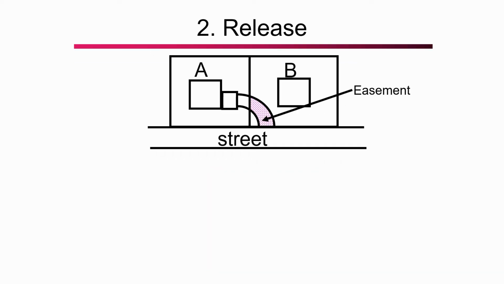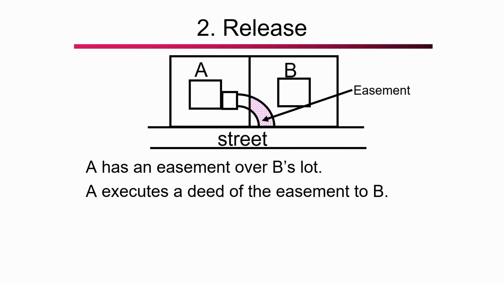A second way that an easement can terminate is by being released by the person who holds the easement. Let's take the example of an easement for a driveway that A has over B's lot. A has the dominant land and B has the servient land. Well, suppose A executes a deed of the easement itself to B. Now you might be thinking, wait a minute, can you do that?